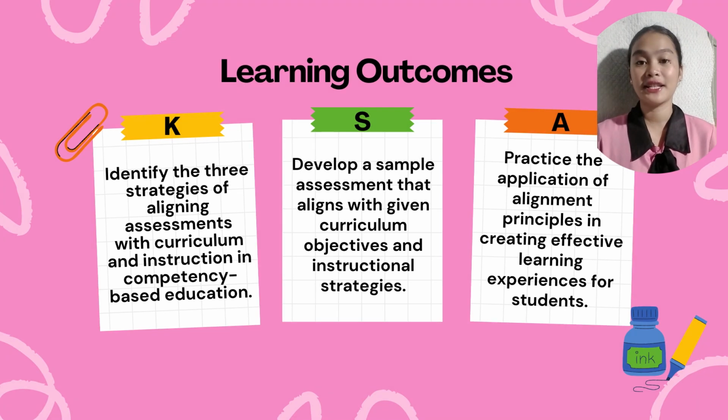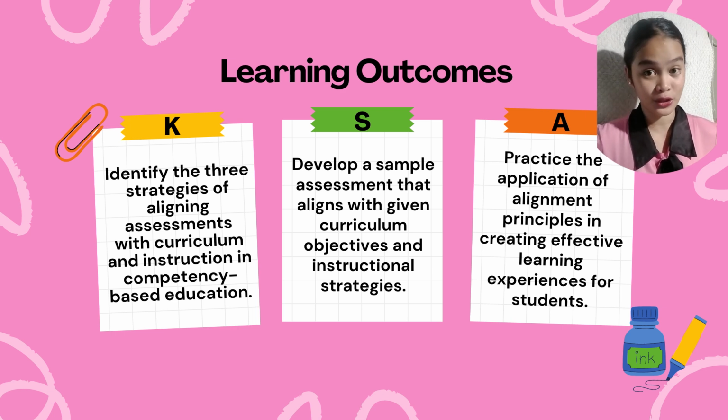Today we will explore how these three crucial components, curriculum, instruction, and assessment, can be effectively aligned to support student success, particularly in competency based education, or CBE. For today's lesson, you will be able to identify the three strategies of aligning assessments with curriculum and instruction in competency based education, develop a sample assessment that aligns with given curriculum objectives and instructional strategies, and practice the application of alignment principles in creating effective learning experiences for students.